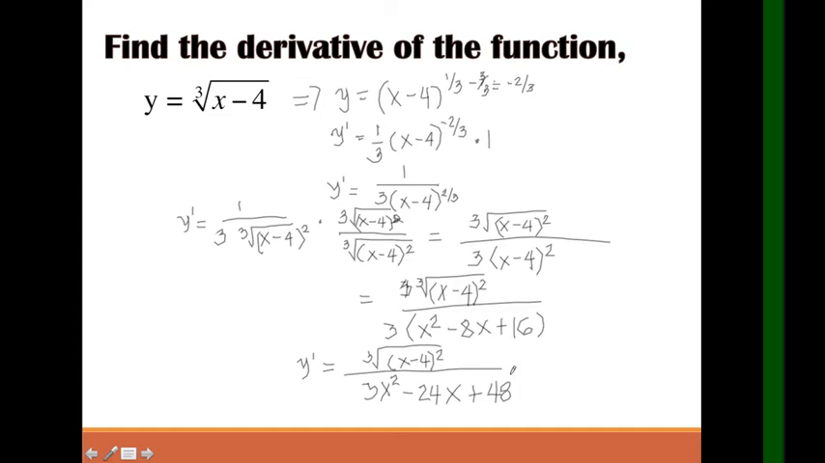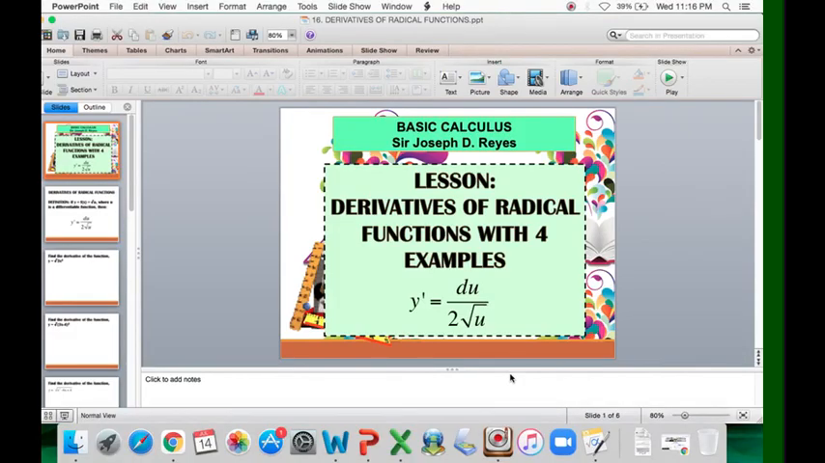If meron mang mali, you can comment on the comment section below. Hindi lang ako masyadong confident sa last equation, pero I believe okay naman ito or tama naman siya. Okay? So that's all about for the derivatives of radical functions with 4 examples. So I hope you learned something for this day discussion, and bye everyone.